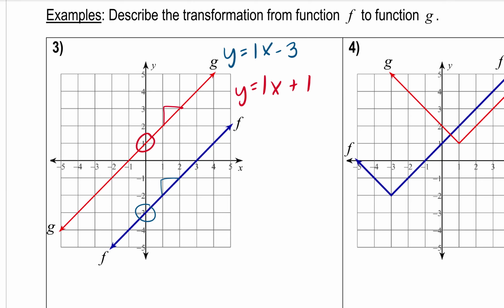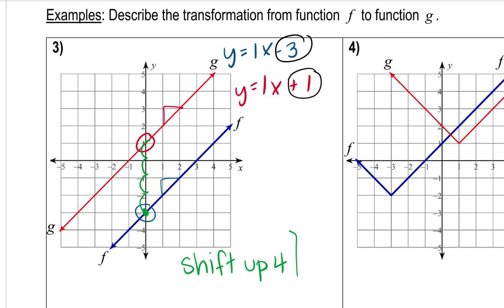To describe the transformation, all I have to know is, what did I do to get from -3 to +1? Well, on the graph, it kind of helps you on these. I can easily count. From this -3, I go up 1, 2, 3, 4. So my transformation is just shift up 4. And that's all I got to write. Since I didn't do anything else, that would be my whole answer. So linear equations are far easier than most others when doing this.